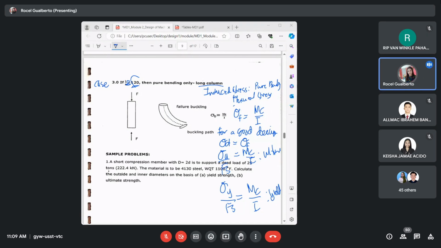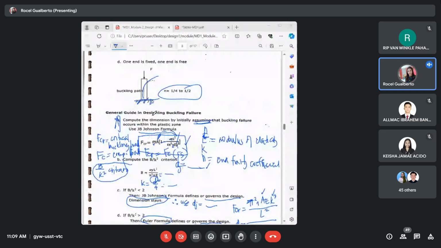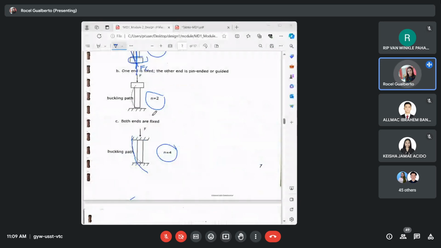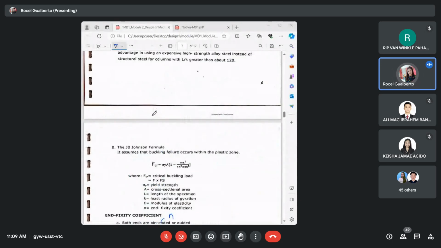Okay, so ano pong ibig sabihin nito? Okay, so we need first to obtain yun pong ating slenderness ratio, L divided by K. Yun muna po lagi ang ating unang hahanapin. Okay? Kasi kapag po alam na po natin yung L over K, okay? So alam na po natin kung anong case. Okay? Case 1 po ba siya? Case 2 po ba? Or yung case 3? Okay? Kasi for each of those cases, meron siyang procedure na iyong i-follow.